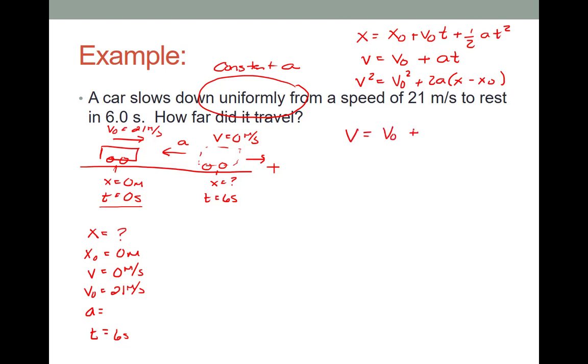So v equals v naught plus at. So our velocity at time t was 0. Our initial velocity was 21 meters per second plus our acceleration, and then took 6 seconds for the car to slow down. Solving for the acceleration gives negative 3.5 meters per second squared. And I say, ooh, it's negative. And then I look at my picture and I say, I defined positive to the right. My acceleration is to the left because this car is slowing down. Therefore, it should be negative. So that's okay.